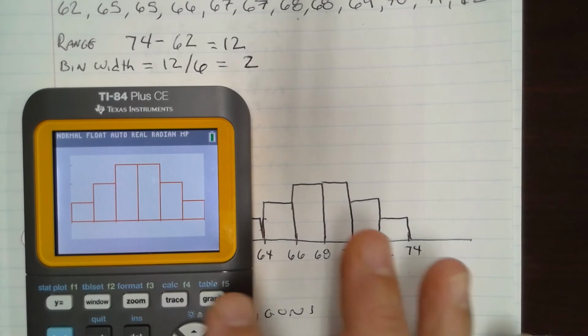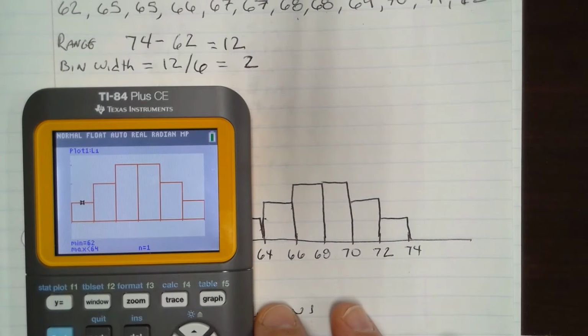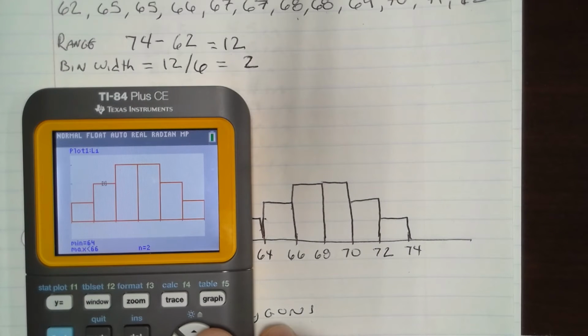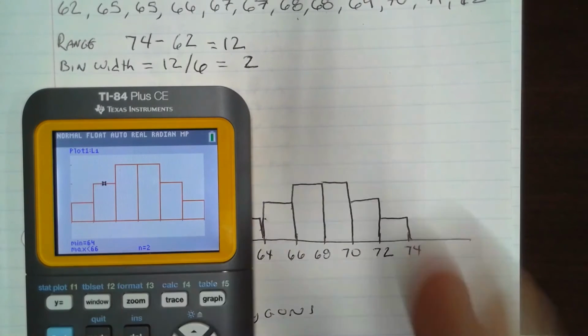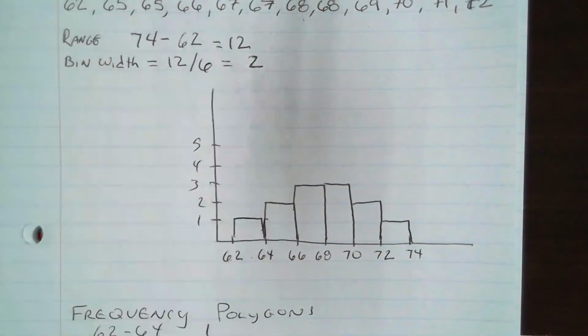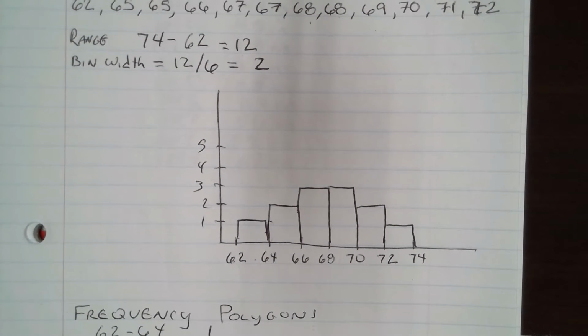And if I hit Trace, I can see that that bin goes from 62 to 64, but not including 64, right? And then this one goes from 64 to 66, but not including 66, and so forth. And it tells me the frequency. Cool? That's a histogram. Histograms are going to be our BFFs. That means best friends forever, okay, as we go along. There will be a lot of histogram drawing in this class, okay?